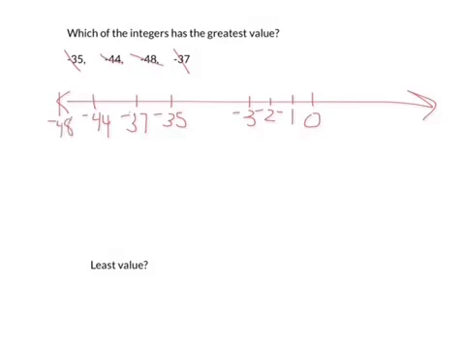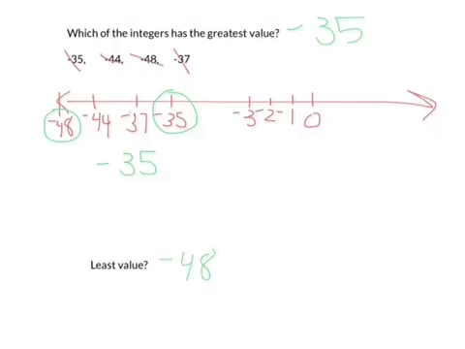So the numbers to the right are the greatest, and the numbers to the left on a number line are the least. So out of the numbers that we have here, -35 is furthest to the right, so it is the greatest number. Which number has the least value? Well, that would be the number that's all the way to the left, which would be -48.